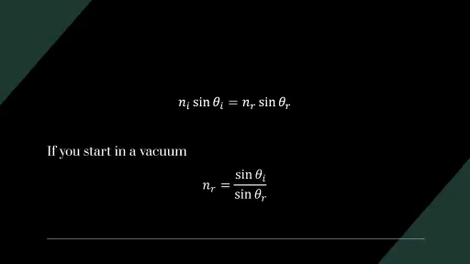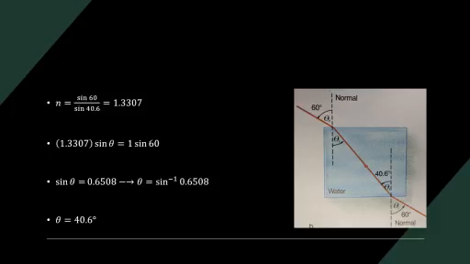If we're sitting in a vacuum, we can knock out Ni because Ni is 1 in a vacuum. That's the smallest that your medium can be. So if it's in a vacuum, you can say that the medium, the optical density, is equal to the sine of the incident angle over the sine of the refraction angle. Make sure your calculators are in degrees when you do this and not radians.